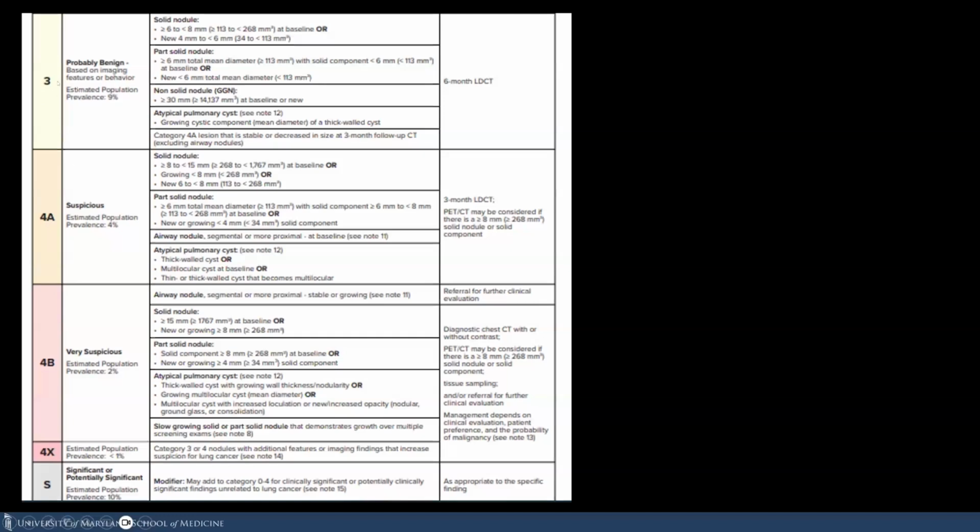And anything that is Lung-RADS 3 and above warrants further follow-up, essentially a 6-month follow-up if it's a Lung-RADS 3 category. A 4A can be a low-dose CT in 3 months, or a PET CT if that solid component is more than 8 millimeters. And 4B is very suspicious, so either the patient is going to undergo multidisciplinary conference for tissue sampling, or if it has a solid component that's greater than 8, you can get a PET CT on those patients.